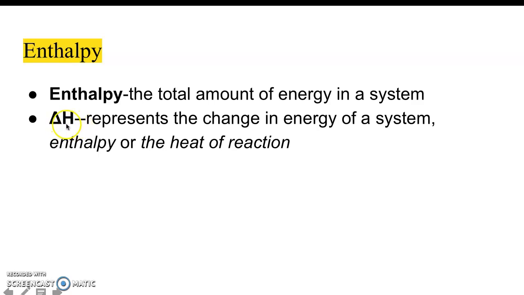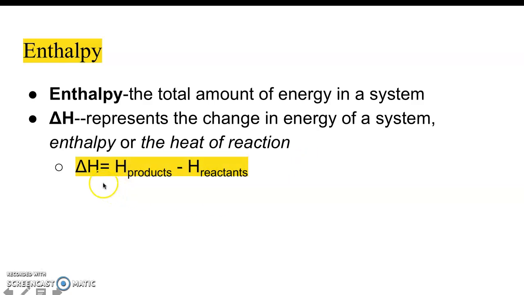So when you see this, delta H, if you remember delta from when we talked about Q equals mCΔT, this means change in. So delta H represents the change of energy in a system. In this case, we're talking about a chemical reaction. Delta H is referred to as enthalpy or the heat of reaction. So you're going to have to be familiar with both of those terms. Delta H is enthalpy or heat of reaction. Delta H, again, means there's a change in. So this is what it represents in equation form.